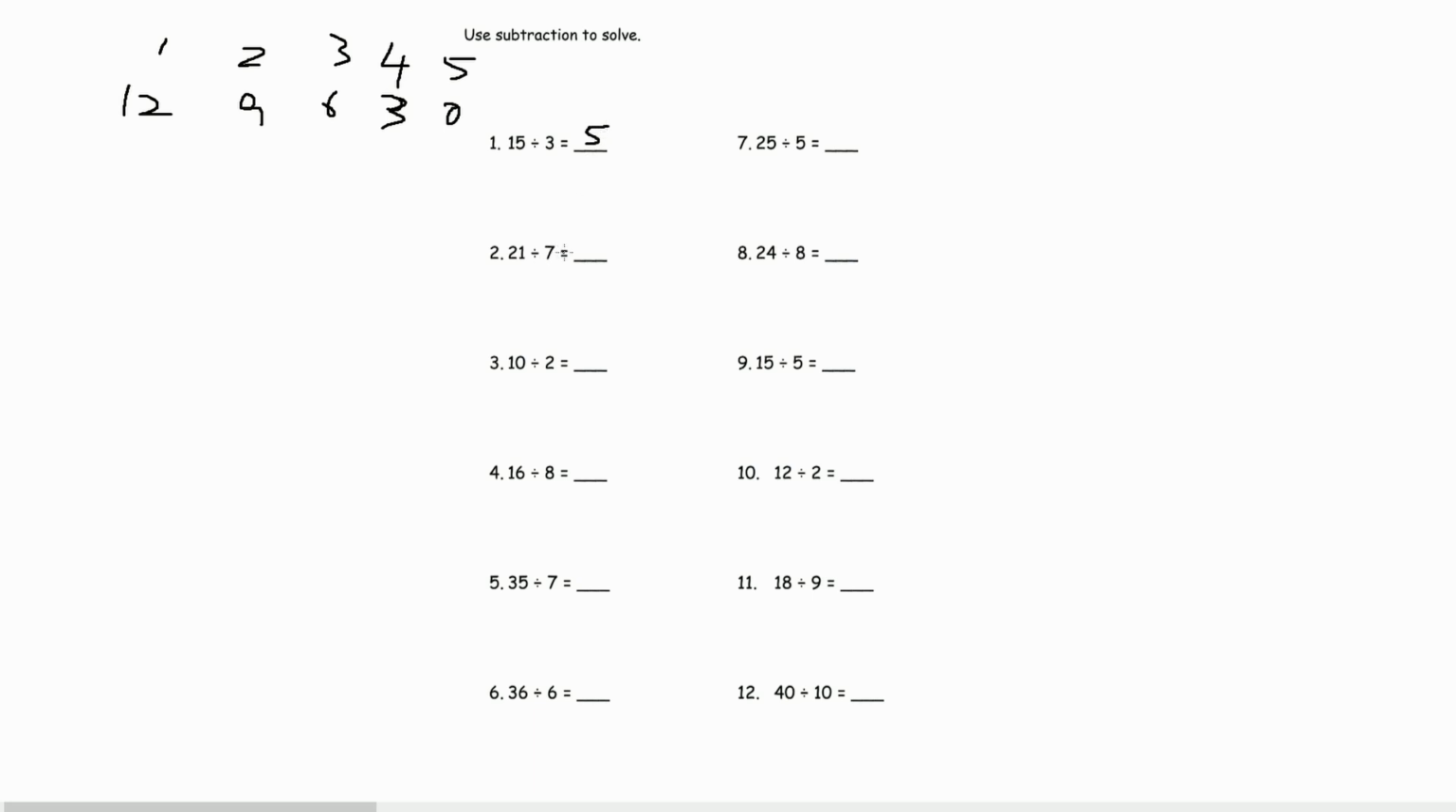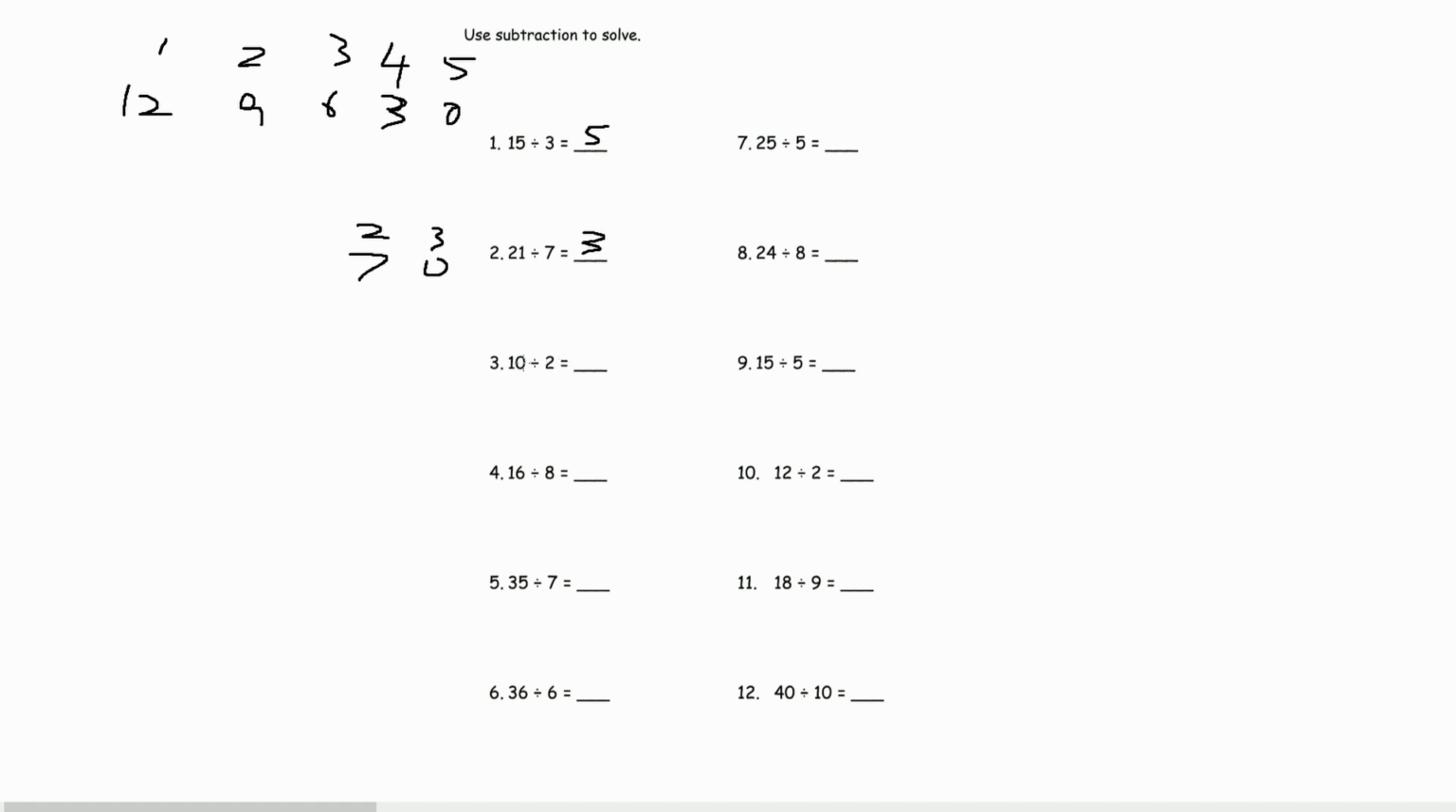Same with this one. From 21, if you subtract 7 once, twice, that would be 7. And then if you subtract 1 more, that would be 0. So we know that the answer would be 3. Same with this one.